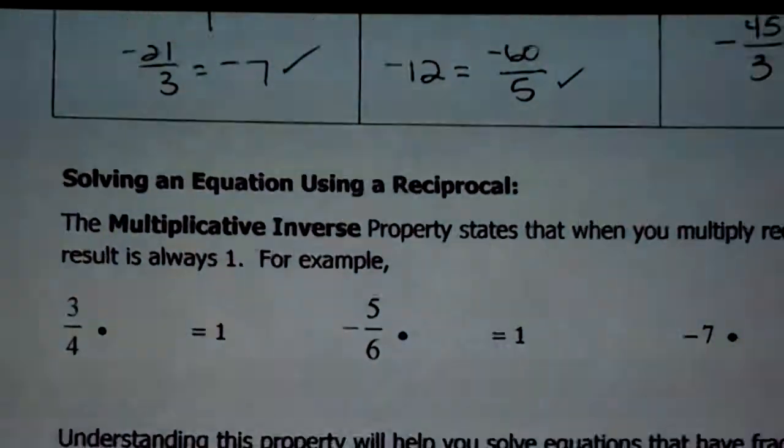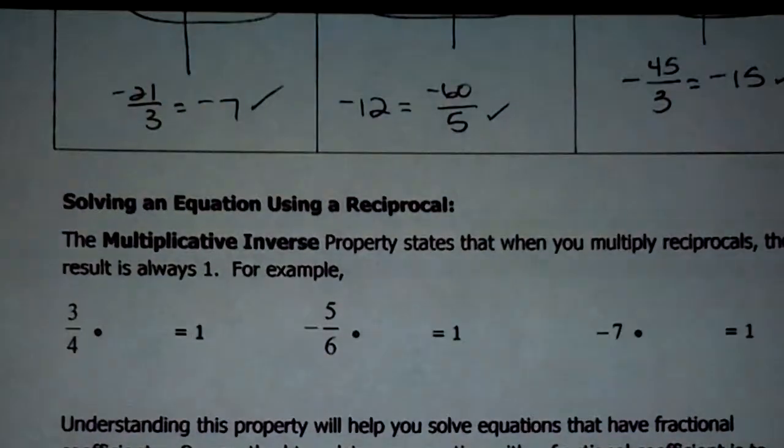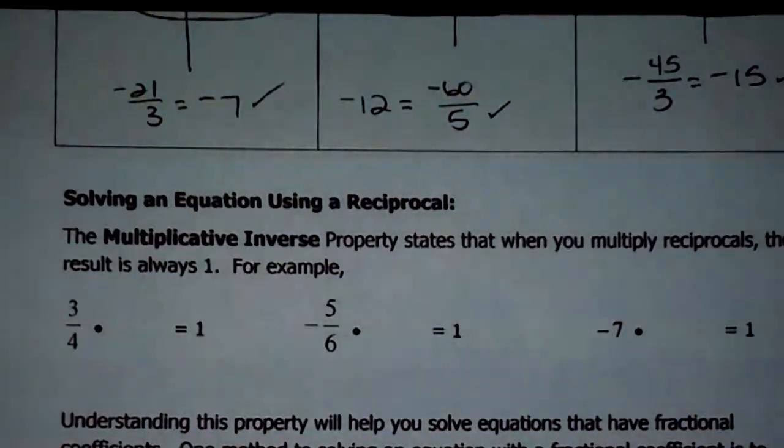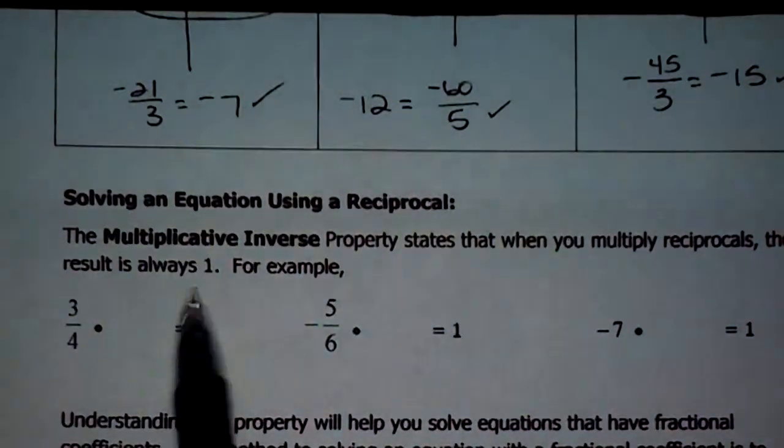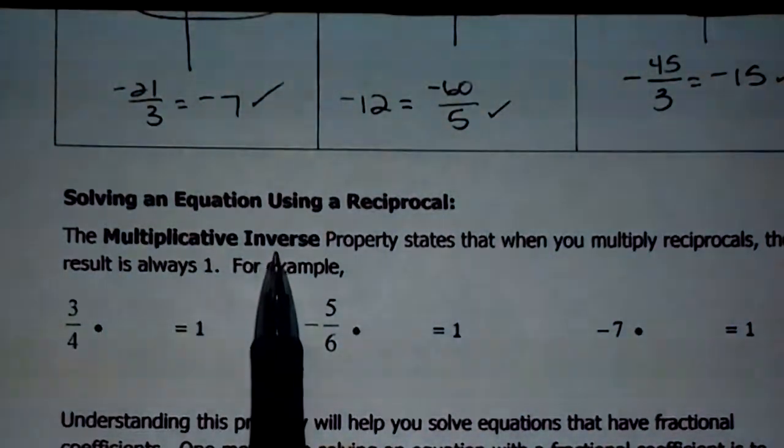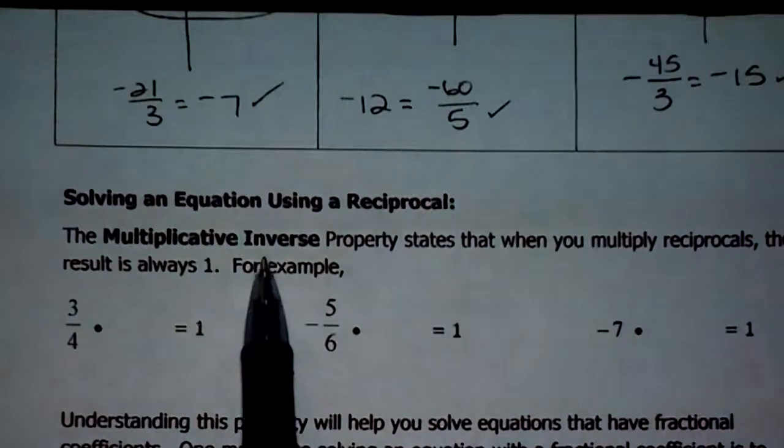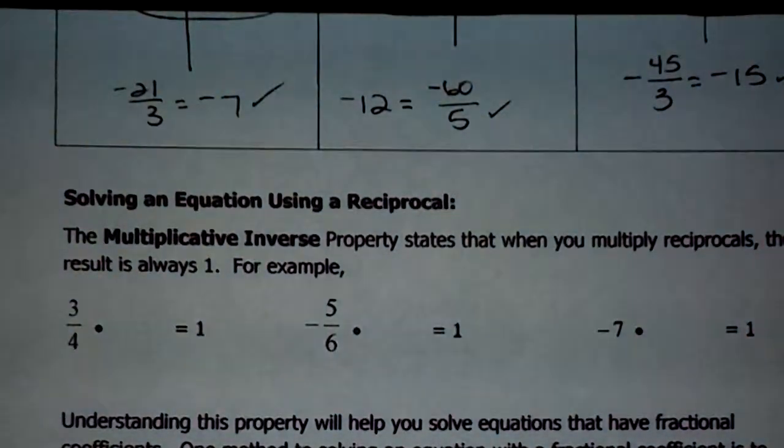Okay, these equations are in the same kind of family that we've been solving, and we are going to use a method called using a reciprocal. And you kind of already know what a reciprocal is, basically, right? You have a fraction, you flip it around, that's a reciprocal. The multiplicative inverse property states that when you multiply reciprocals, you're always going to get 1, right?